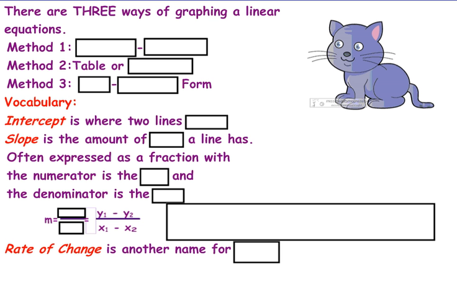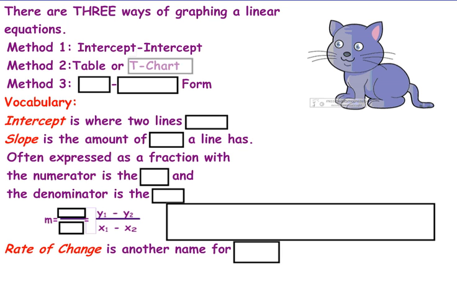And today's topic, we're going to talk about actually graphing lines. All right? Graphing linear equations. There are three ways of graphing a linear equation. Method one is called the intercept-intercept method. Method two is a table or a T-chart, and we can use our calculators to help us there. And method three is slope-intercept form, which is our favorite form.